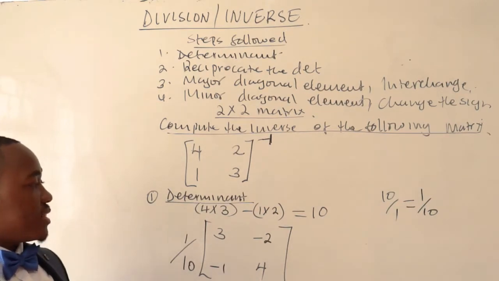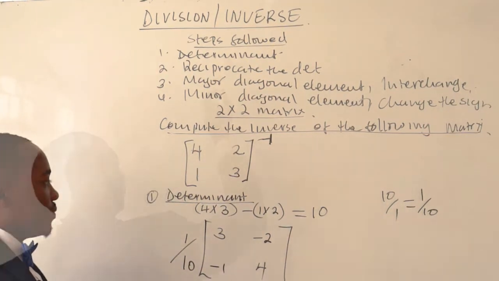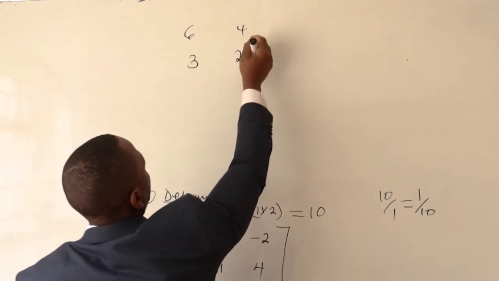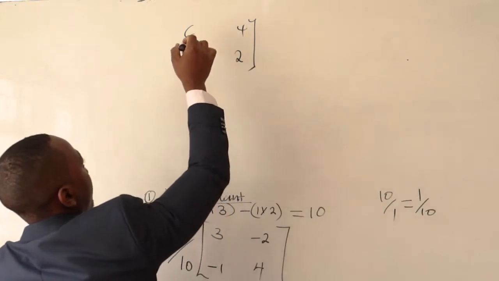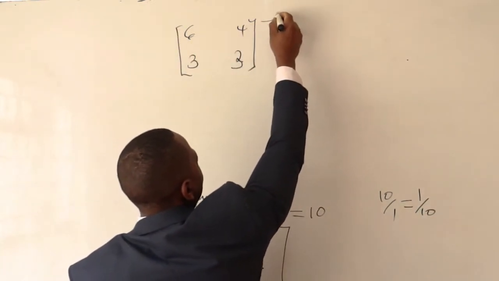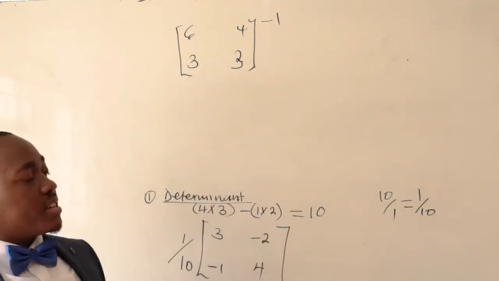So I can still show you another illustration. Let me show you another illustration still on that. If you are given 6, 4, 2, 3. You are given like that. And then you are given that symbol of an inverse. So let's get the inverse of that matrix.